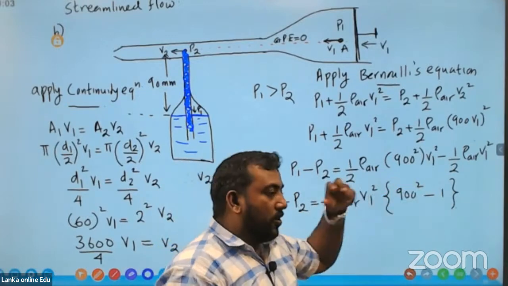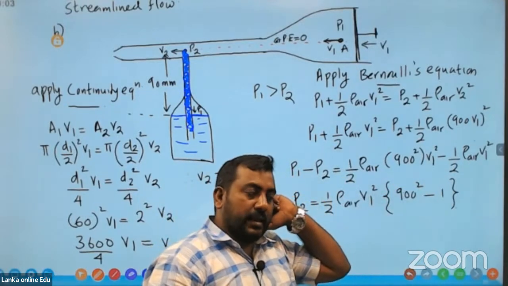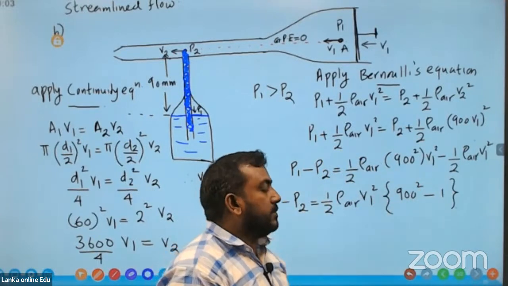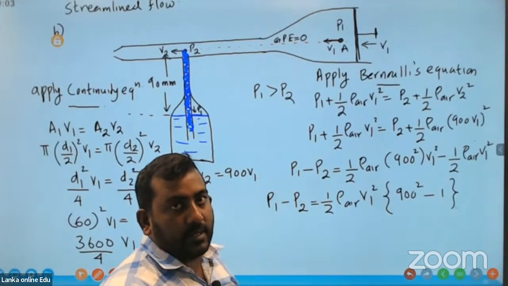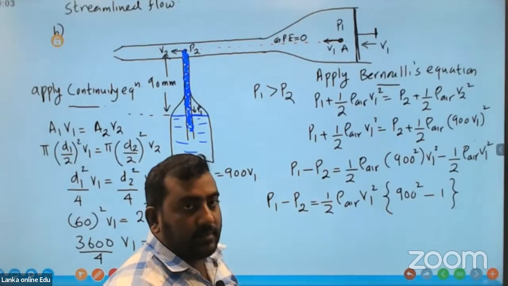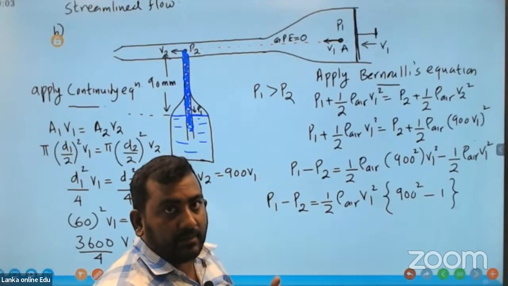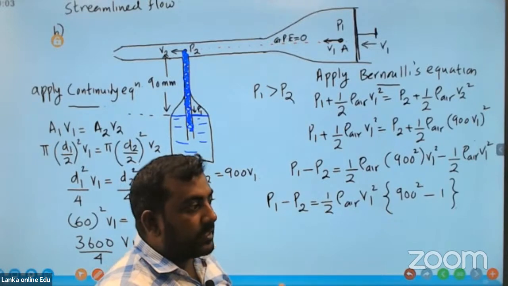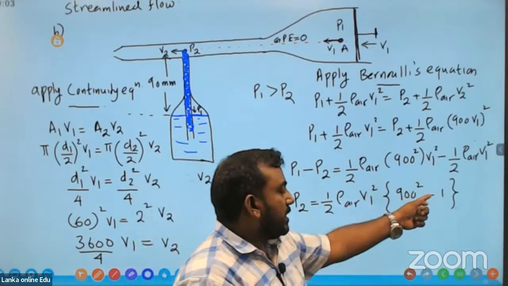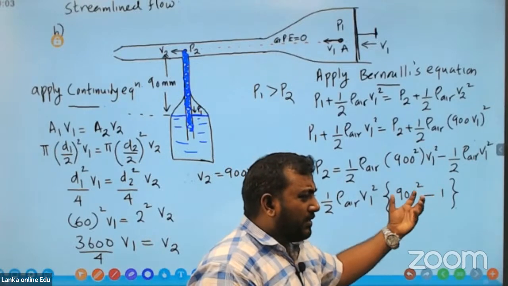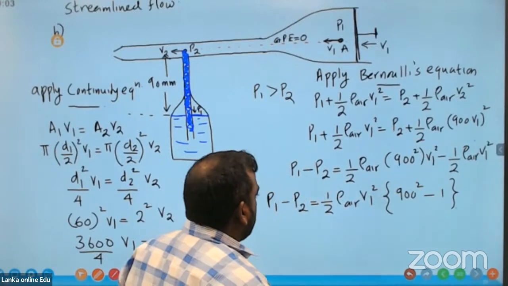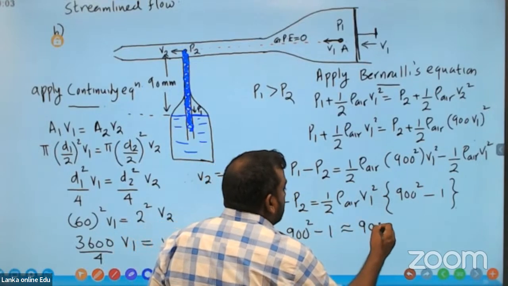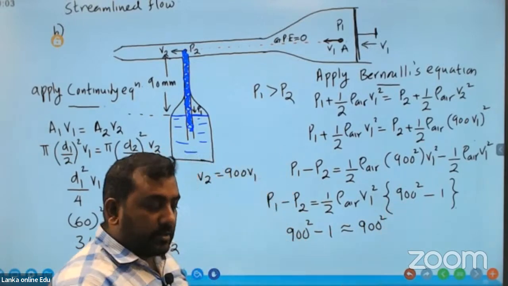Now they are checking your basic common sense. 900 squared is how much? If you take 1000 squared, 1000 times 1000, that is 1 million. So 900 squared is going to be 810,000. Subtracting 1, whether you subtract 1 or not, it is approximately equal to 900 squared. You should realize this.